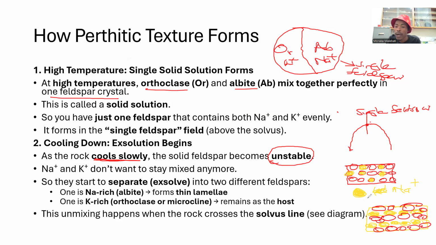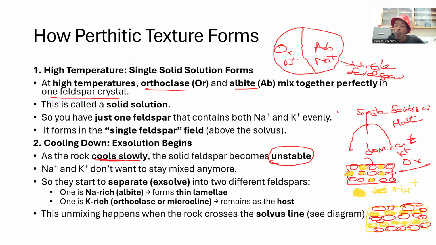So it means these ones, they are dominant, and they are the K-feldspar. If they are dominant, it means they're going to give us what you call the host. Whatever is dominant is going to give us the host. It means it is occupying the largest space.